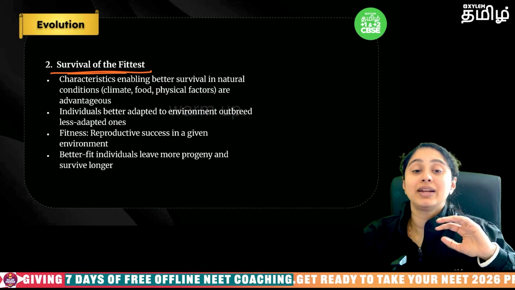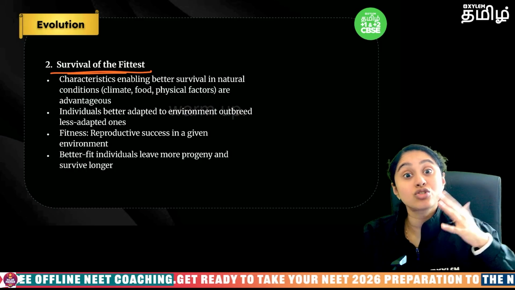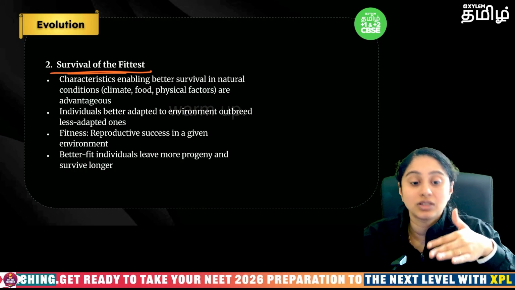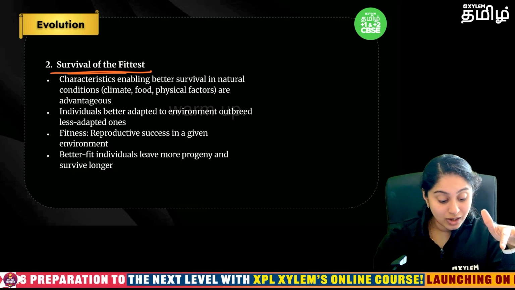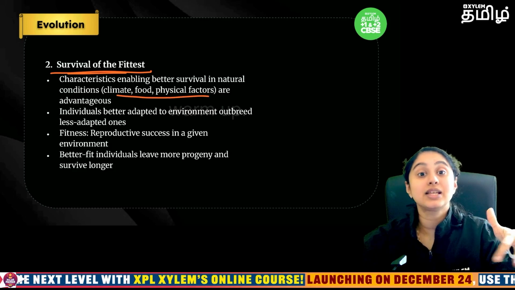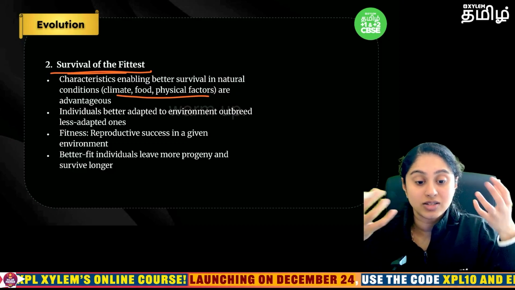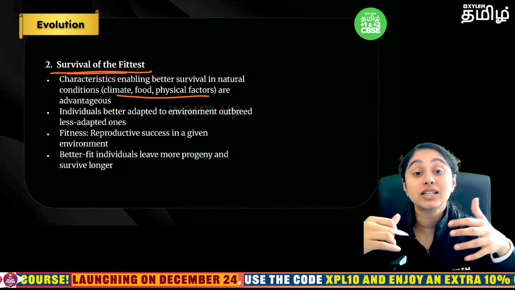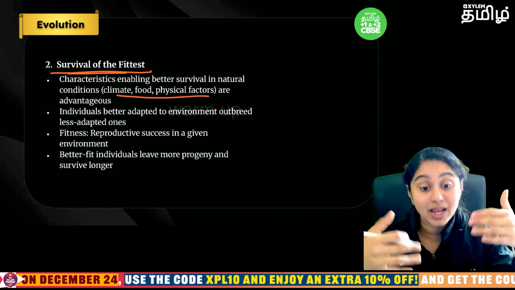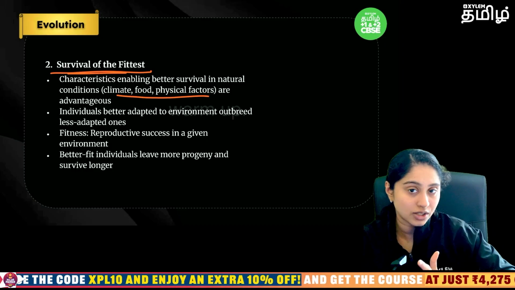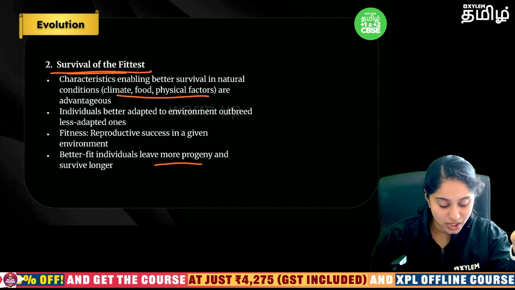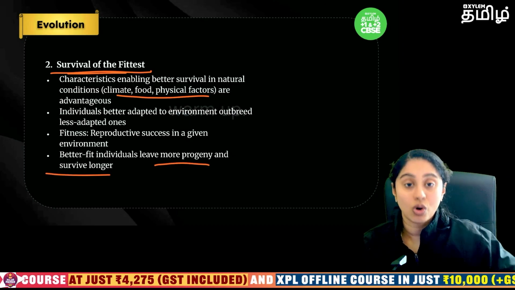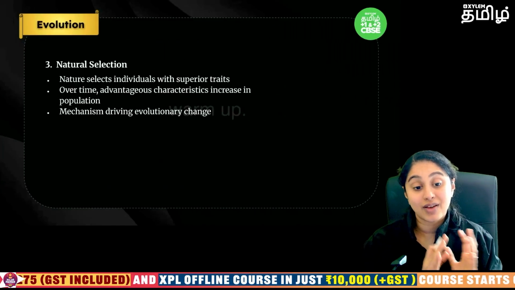Maybe 5 might have a variation that is better suited to the environment compared to the other 5. Those 5 will compete better for the basic climate, food, physical factors and all that, and these characteristics will enable them to survive and be advantageous to them compared to the other 5. So these 5 are the ones who will produce more progeny and survive longer. That's what he called the survival of the fittest.